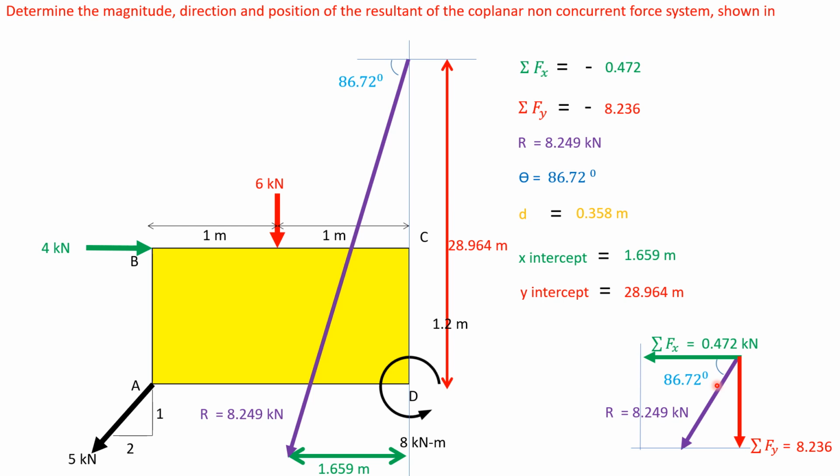So the X-intercept from point D is 1.659 meters and the Y-intercept from point D is 28.964 meters, and the resultant has a magnitude of 8.249 kilonewtons, making an angle of 86.72 degrees.